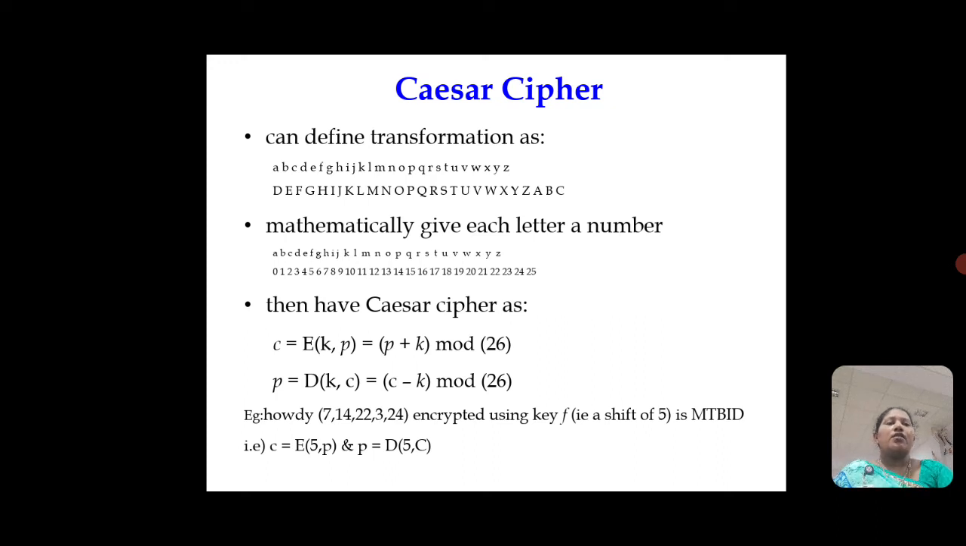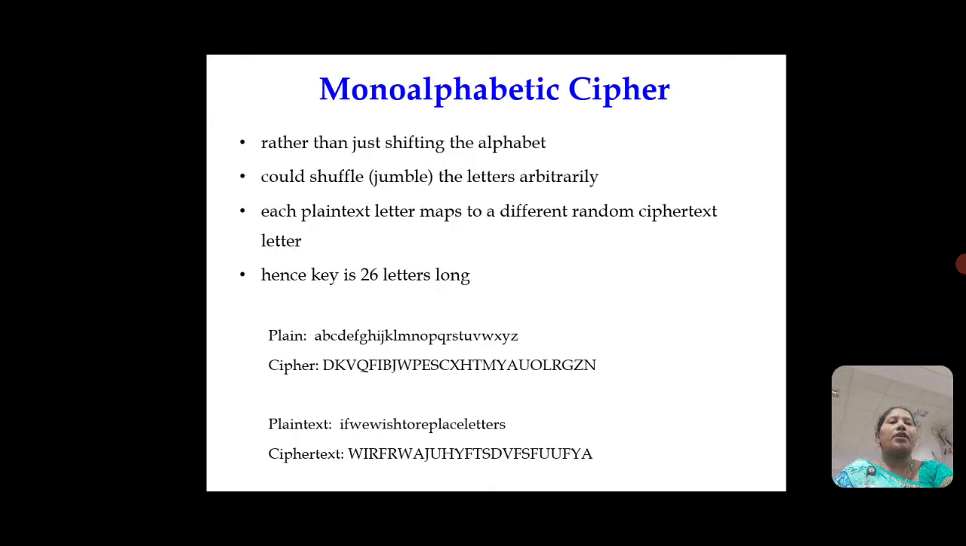Similarly, how did you get the plain text? By applying decryption on the ciphertext C. In that, you will be subtracting those many letters from the ciphertext. That is, if you have added 3, you will be subtracting 3 in order to get the plain text. So this is about your Caesar cipher. The next technique is your monoalphabetic cipher.